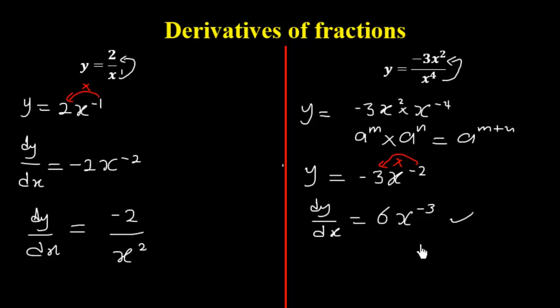Now this is also correct. But if you want to write the derivative in fraction form, then the negative exponent on the base x will move down to become a denominator, and the sign of negative 3 will change to positive. So dy/dx is equal to 6 over x to the power 3. So this is how to find the derivatives of fractions.